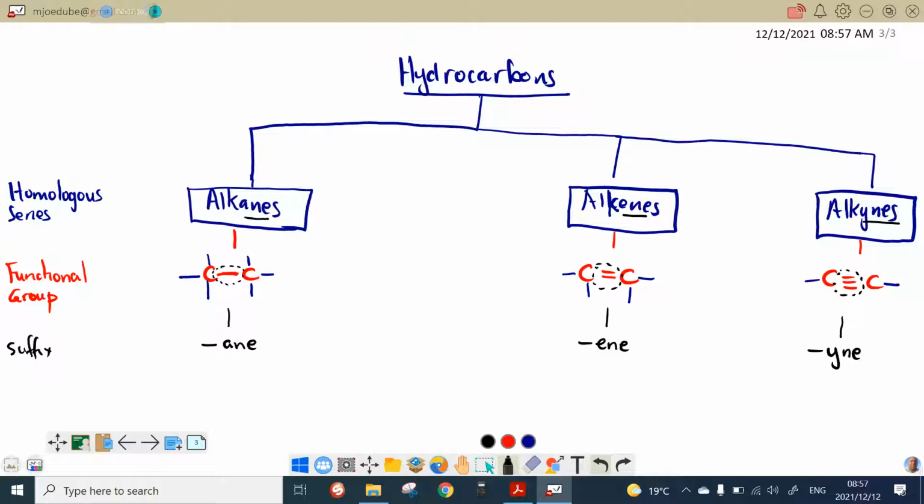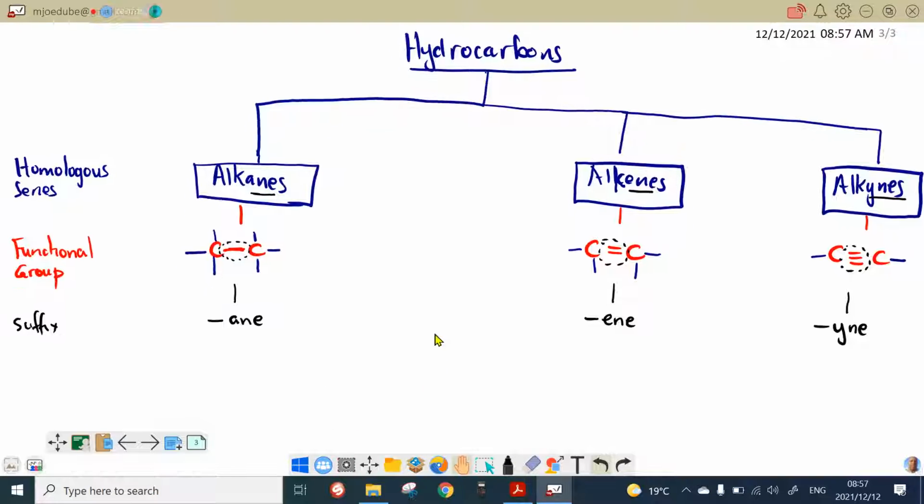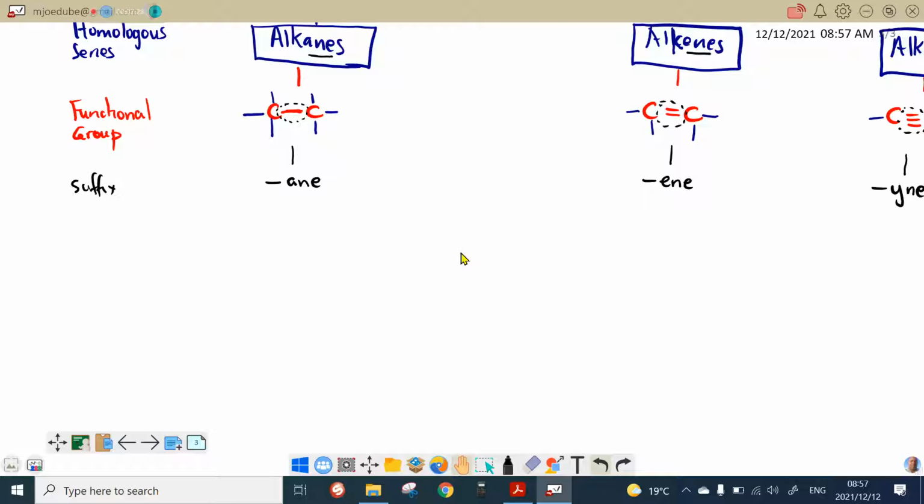Right. So then the next item that you would want to be aware of is the naming of these substances. The naming of these substances is simple. What you need to look at is the number of carbons.